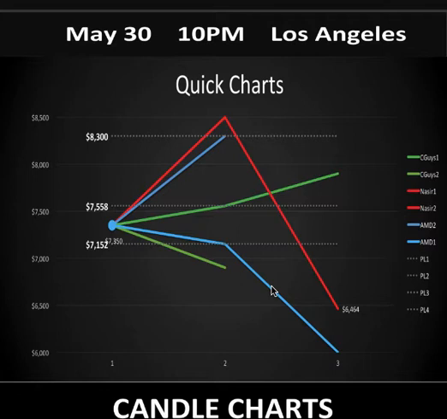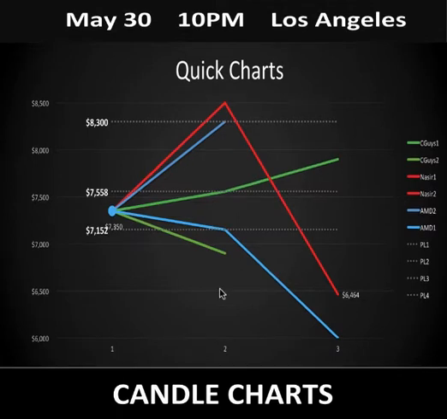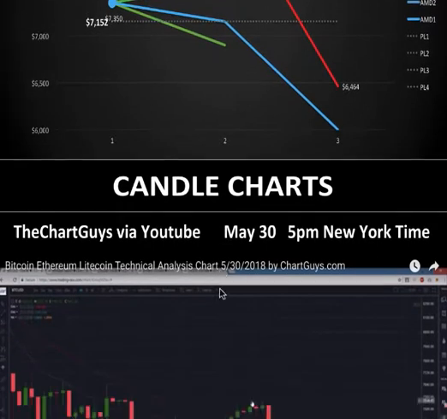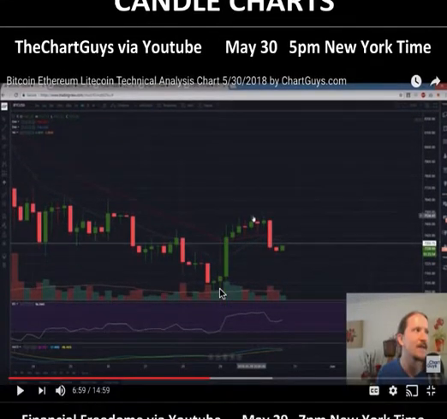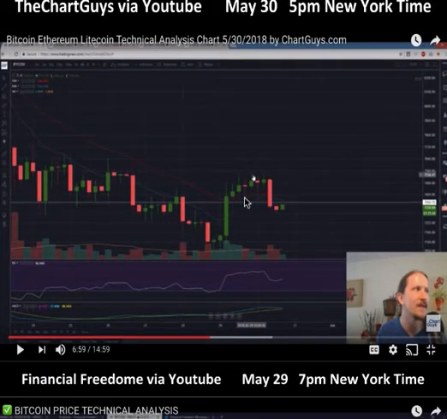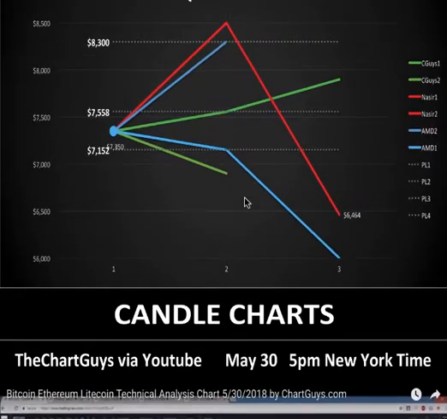So that's just a basic idea of price movement, key price areas to look at in this quick charts. Now let's go into the candle charts from the analysts themselves and review what they said. So again, we have the chart guys, and what they did. Let's go up to the actual chart for the chart guys.